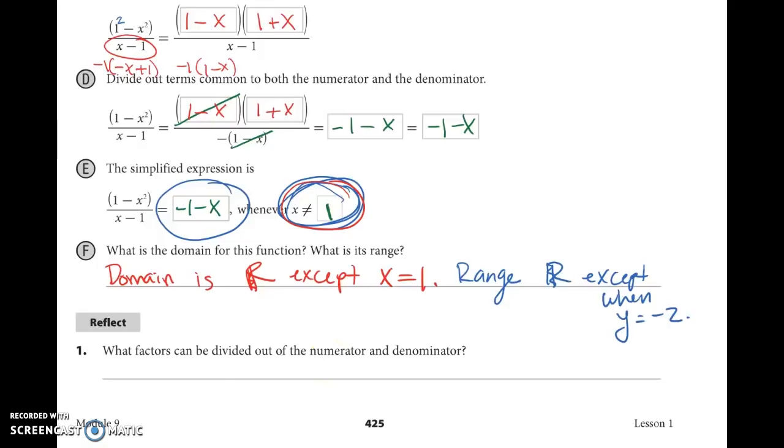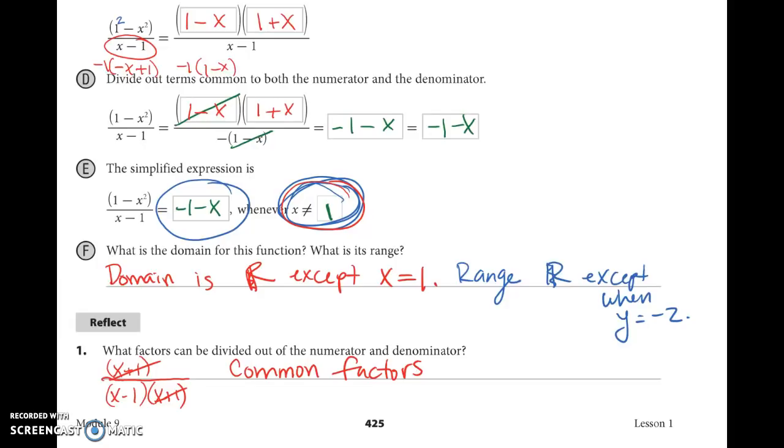So think about this. If you have a fraction and you are going to divide something out from what's on top and what's on bottom, what do we know about these two things? Well, if I had x plus 1 and x minus 1, could I divide those out? No, right? But if I had x plus 1 on top and x plus 1 on bottom, then I could divide those out. So what factors can be divided out of the numerator and denominator? Well, common factors, right? They have to be the same thing in order for us to divide it out.